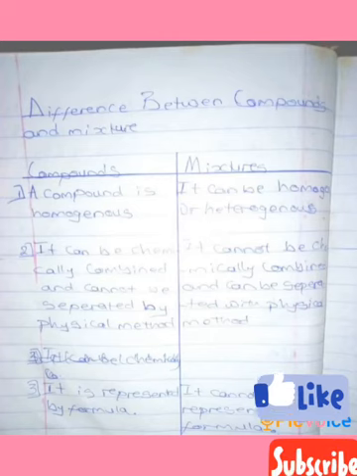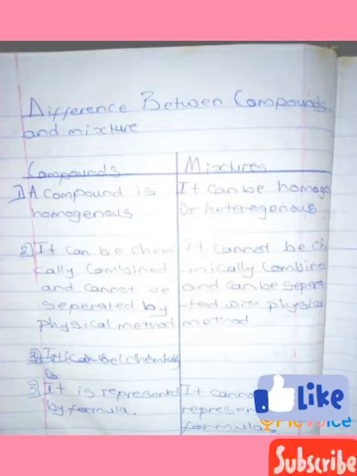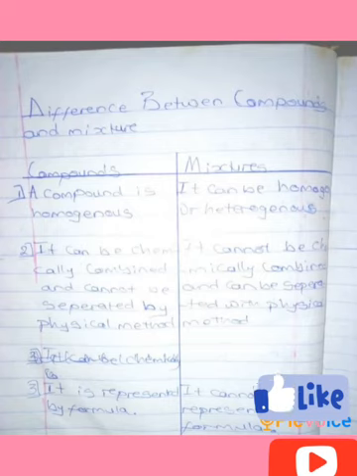Differences between compounds and mixtures. Compounds are homogeneous and not heterogeneous, while mixtures can be homogeneous or heterogeneous. Compounds are chemically combined and cannot be separated by physical methods, while mixtures are not chemically combined and can be separated by physical methods. Compounds can be represented by chemical formulas, while mixtures cannot be represented by chemical formulas.